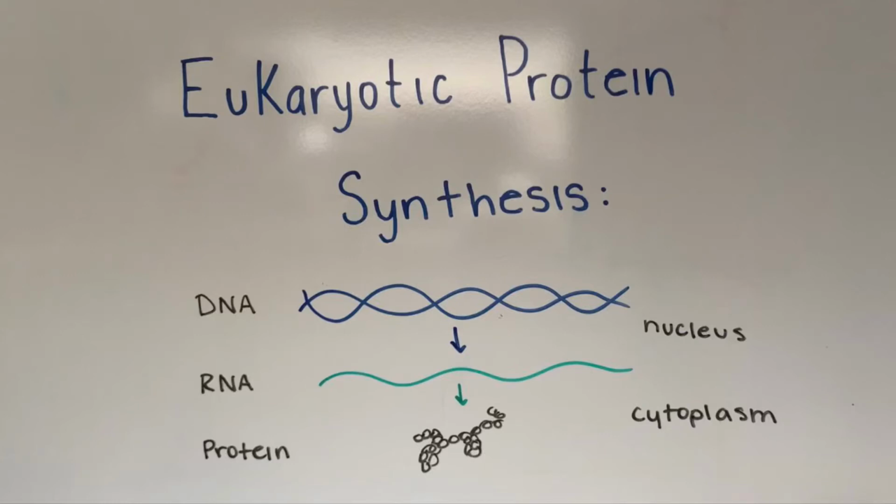Eukaryotic protein synthesis. The central dogma of molecular biology states that DNA codes for RNA, which codes for proteins. DNA is the molecule of heredity that passes from parents to offspring. Protein synthesis occurs in cells. Transcription occurs in the cell's nucleus, and translation occurs in the cytoplasm.